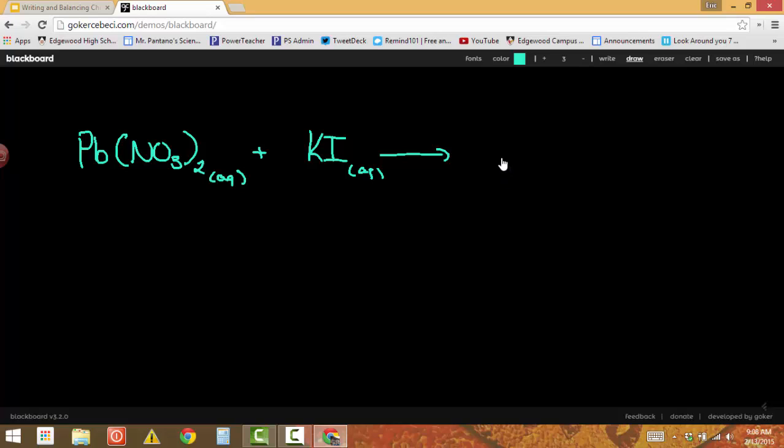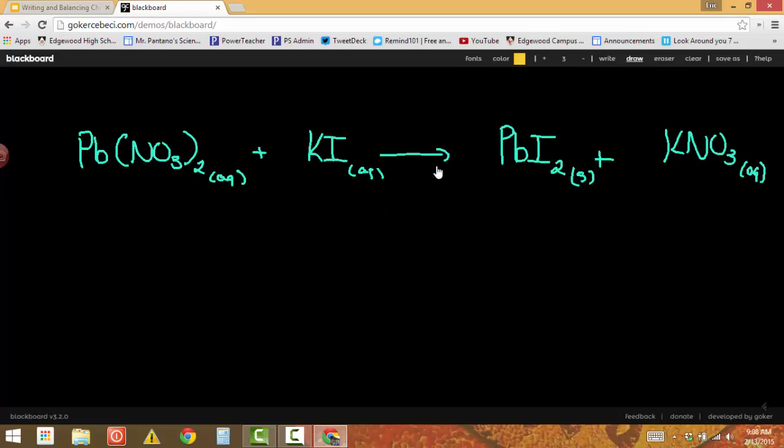Solid lead 2 iodide precipitate. Lead is +2 in lead 2, iodide is -1, so that is PbI2, and that is a solid. And potassium nitrate, which is a solution. Potassium is +1, nitrate is -1, so that's just KNO3, and that is aqueous because it's a solution. Now, this is our skeletal equation, but it's not balanced.